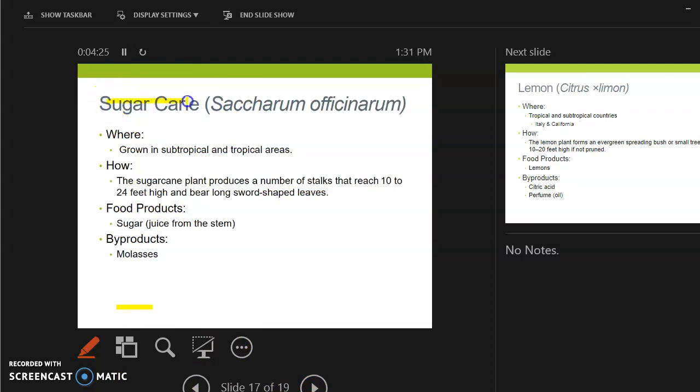So sugarcane. Where is it grown? It's grown in subtropical and tropical areas, so places that stay hot. The sugarcane plant produces a number of stalks that reach 10 to 20 feet high and bear long leaves. They're sword-shaped leaves. The food product we get is the sugar, which is the juice from the stem. You might not know this, but molasses is the byproduct, and molasses is made from sugar.